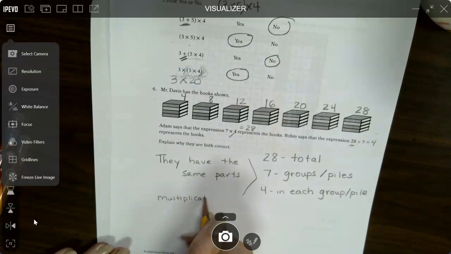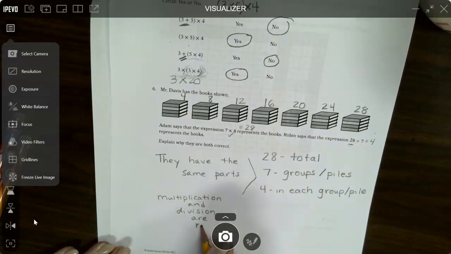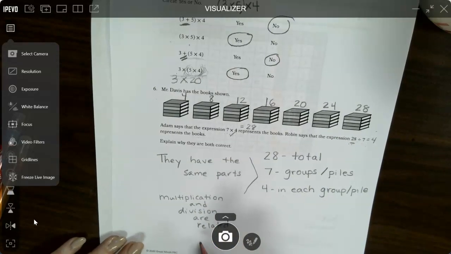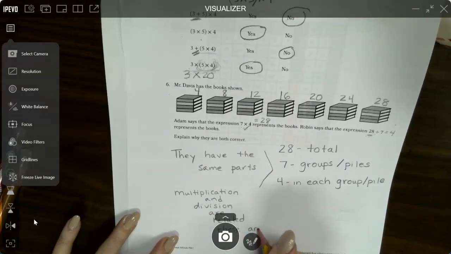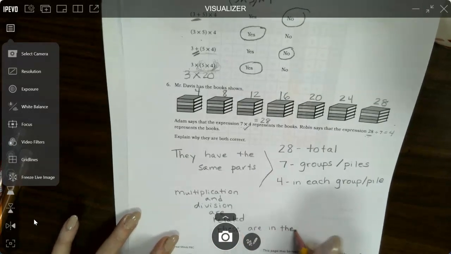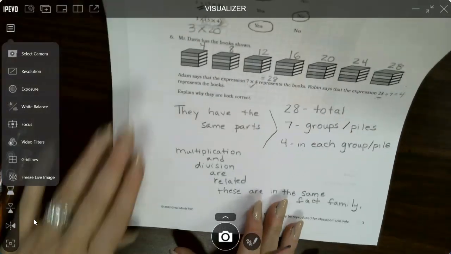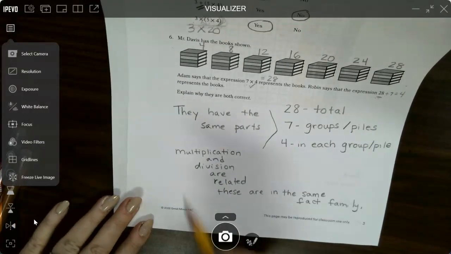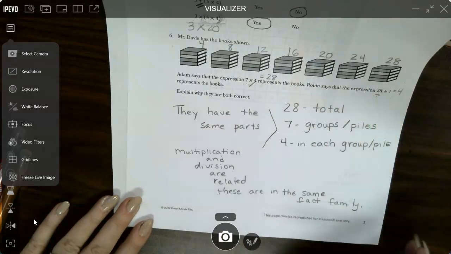multiplication and division are related. These are in the same family. They're in the same fact family. All of those would kind of go to describe why both expressions are true. I can say it as multiplication or as division. Both the multiplication and the division represents this picture.